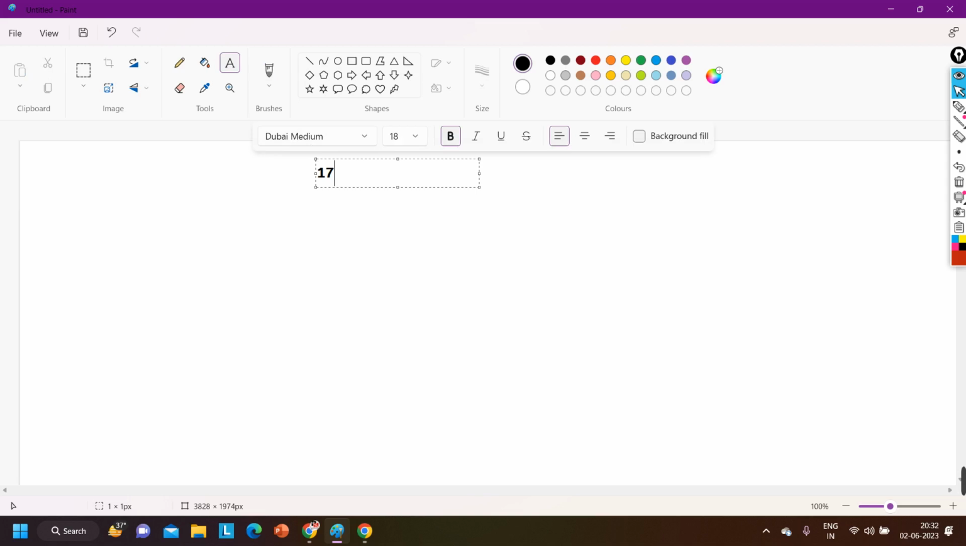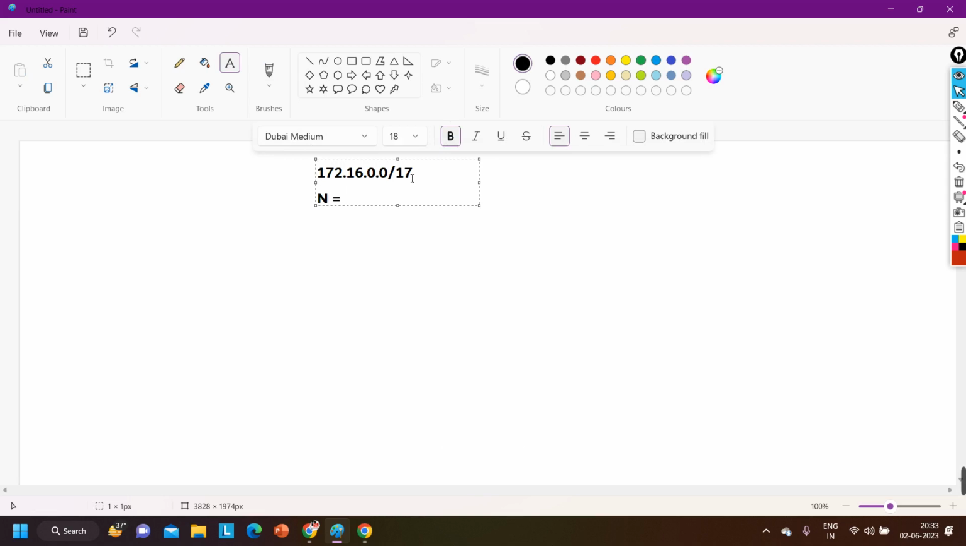Let's say 172.16.0.0. By default, this network ID belongs to which class? Class B. And by default, the CIDR value for class B is 16. Let me use 17. So if I am using 17, how many networks are there?